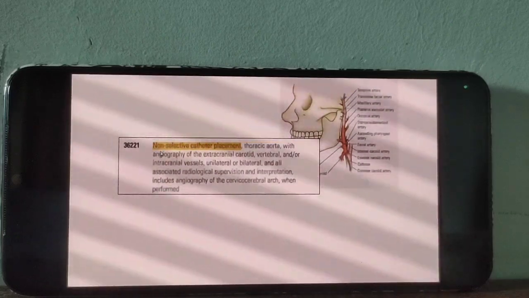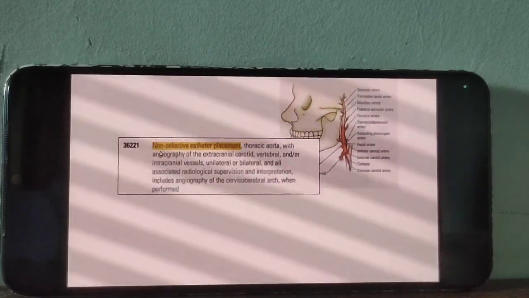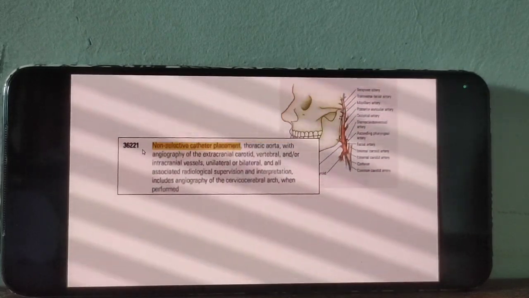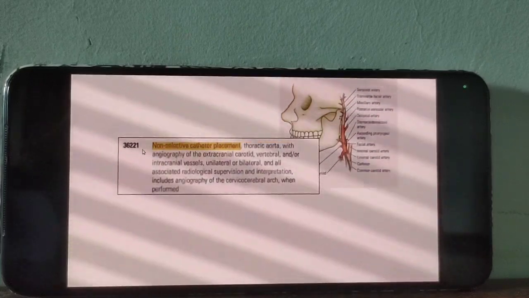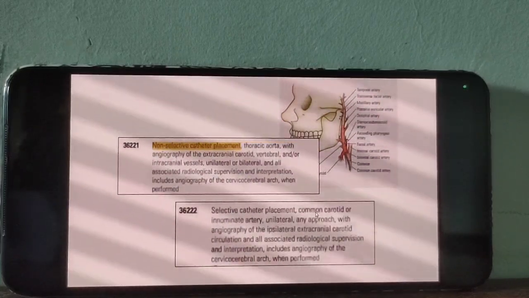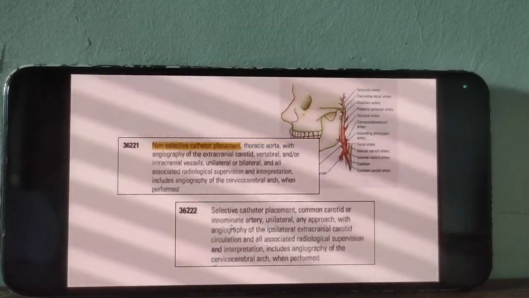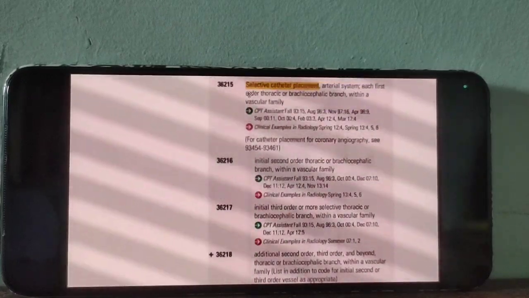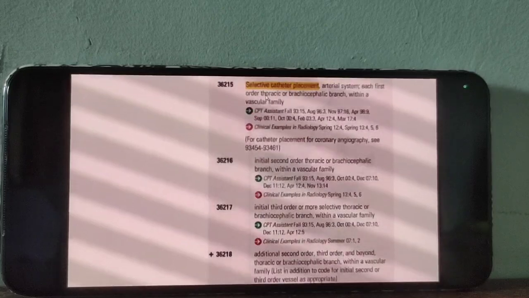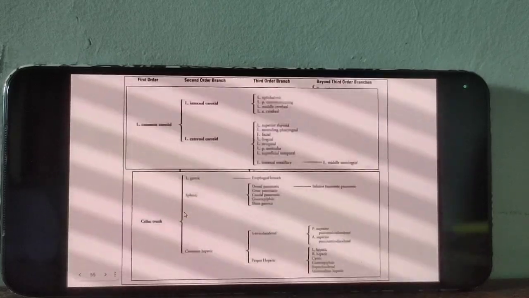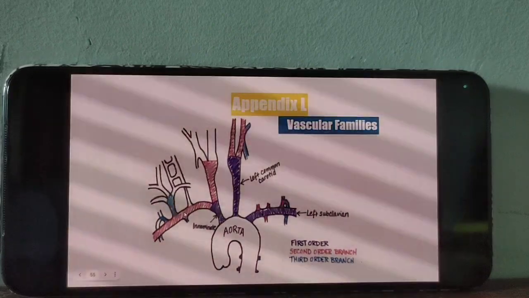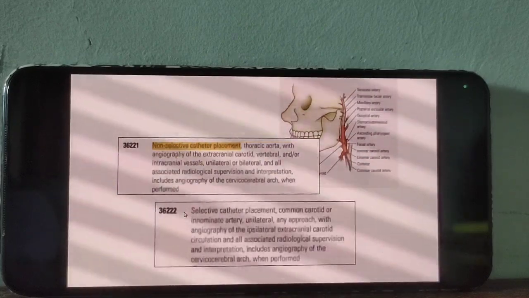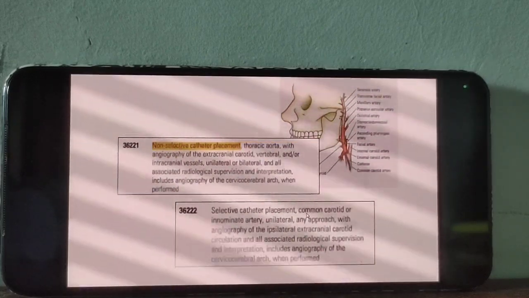Here we have only one code for non-selective: 36221. Now check the selective catheterization for common carotid and innominate artery. The above code section is for thoracic or brachiocephalic, and the previous code section is also for thoracic and brachiocephalic. Now these code sections are for common carotid and innominate artery.